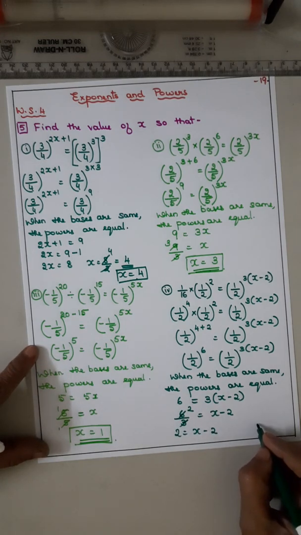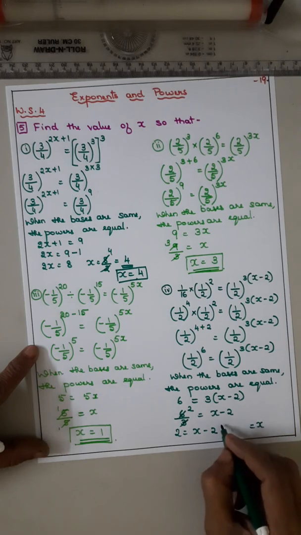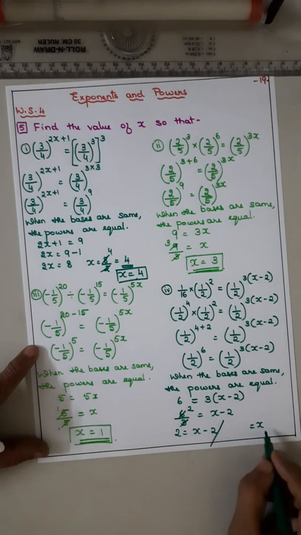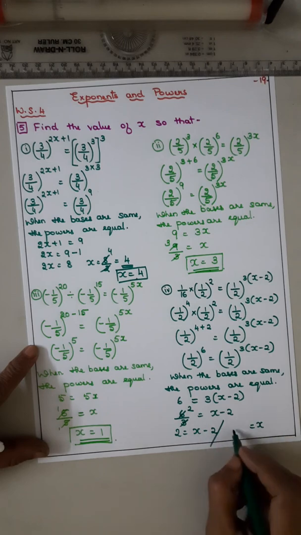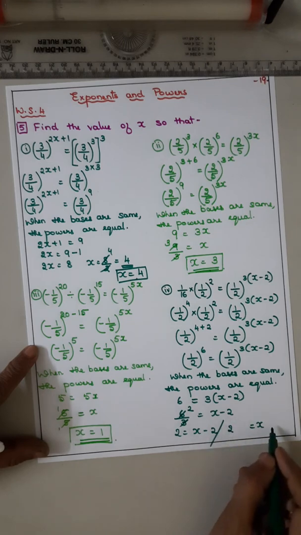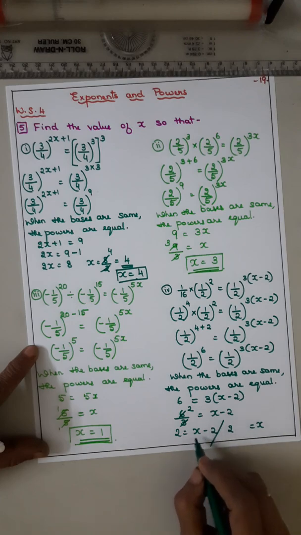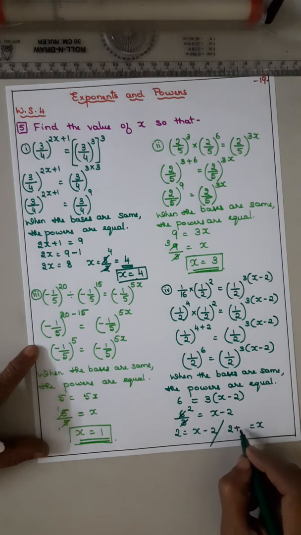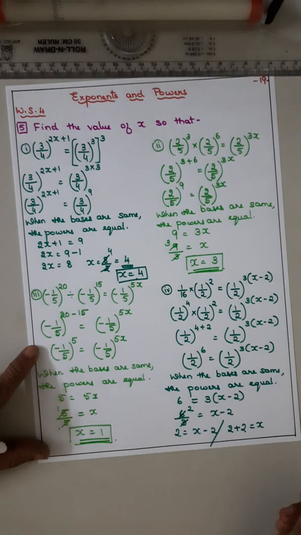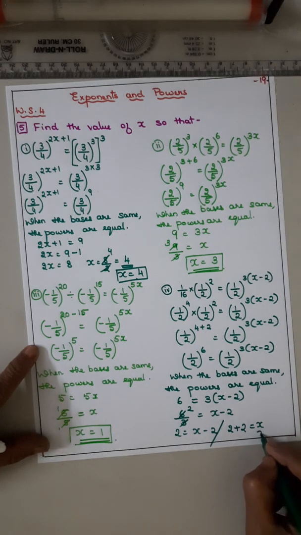So x, you keep it on the right side. Here left hand side 2 is there. Right hand side minus 2, take it to the left hand side. It will be plus 2. So x will be, what is the value? X is equal to 2 plus 2 is 4.